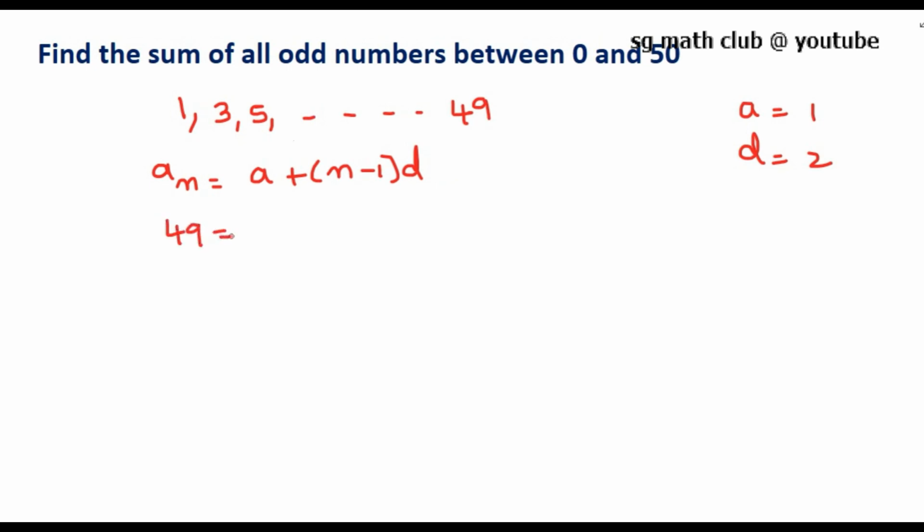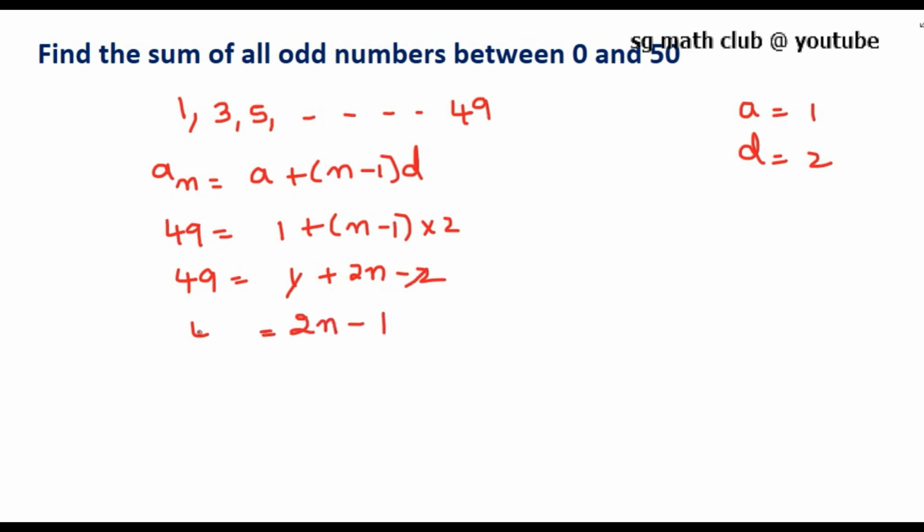So 49 is equal to 1 plus n minus 1 into 2. 49 is equal to 1 plus 2n minus 2. This 1 minus 2 is minus 1, so 49 equal to 2n minus 1, or 50 equal to 2n. n is equal to 50 by 2, which is equal to 25. Now 25 terms are there. We need to find the sum of all these 25 terms.